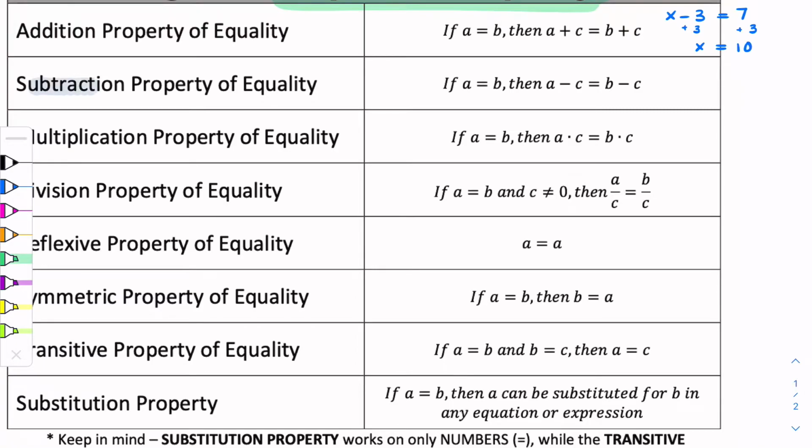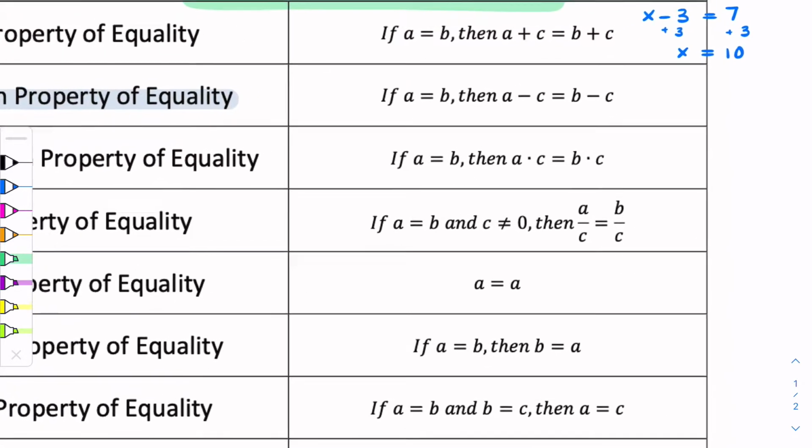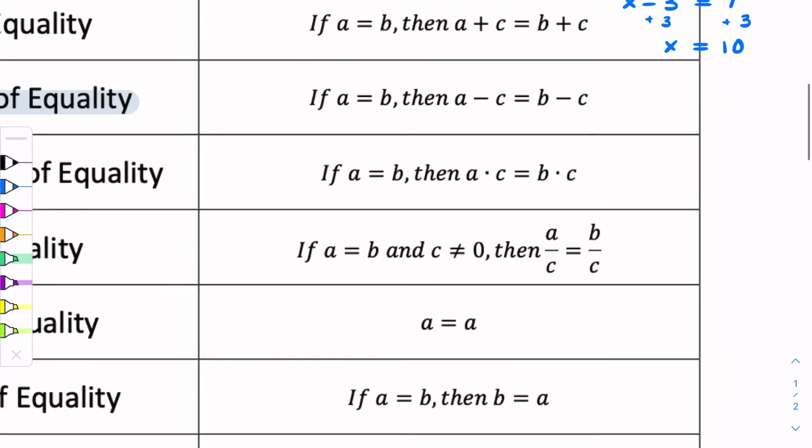Next is the subtraction property of equality, and as you can imagine, it's very similar. The subtraction property of equality says that if A equals B, you can subtract the same thing from both sides, and this allows you to keep your answer or keep your equation equal, but also solve for maybe a missing variable.